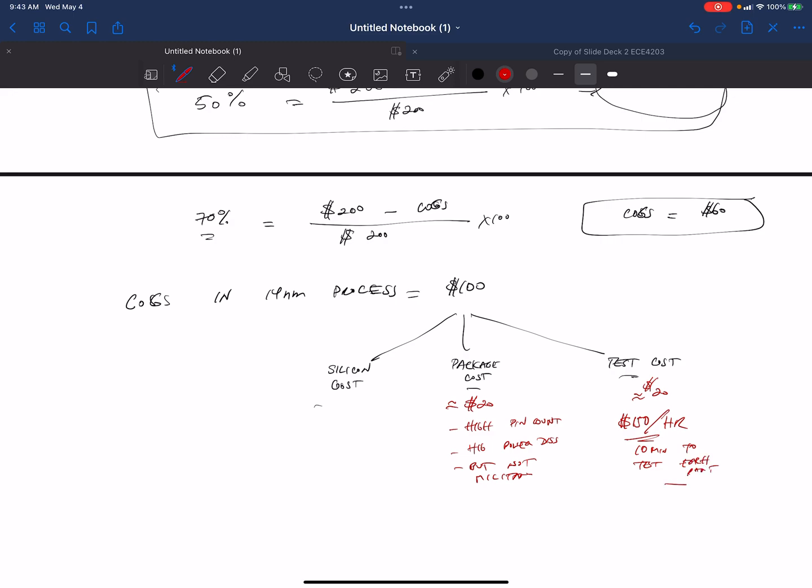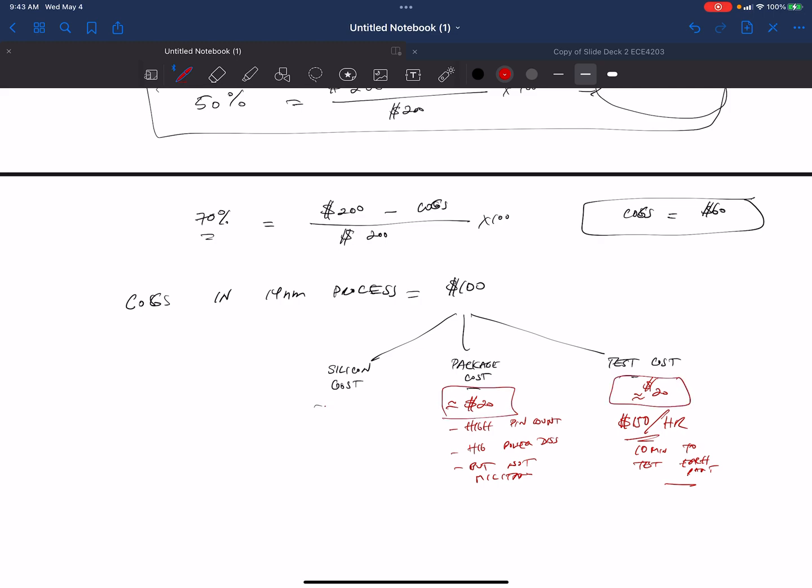And that's what you should put in, something like that. So if you're talking about a really small microprocessor for a Raspberry Pi or something, it's not going to take you 10 minutes to test that necessarily. It could be significantly less. And the package may be a lot less expensive if it's a low pin count device, low power consumption, etc. So anyhow, $20 for this guy, $20 for this guy.